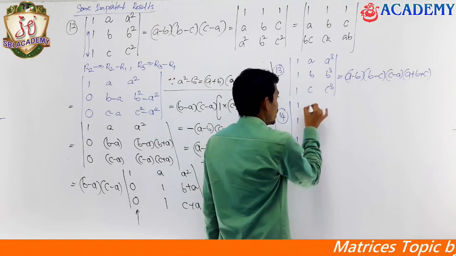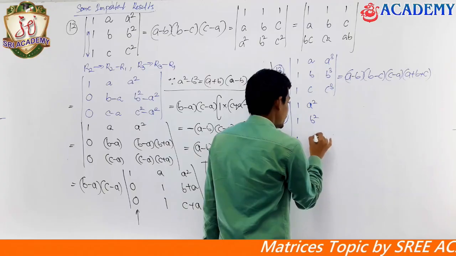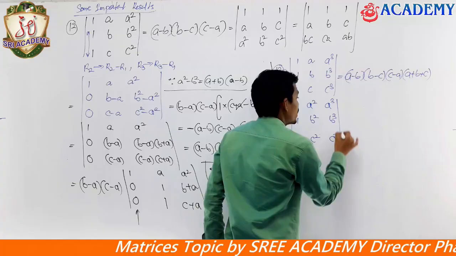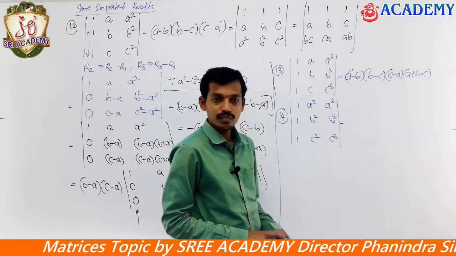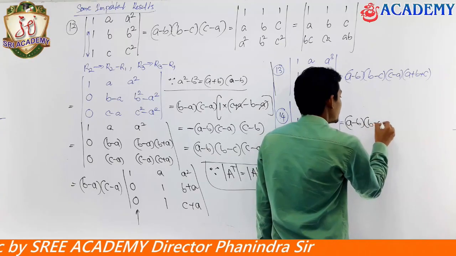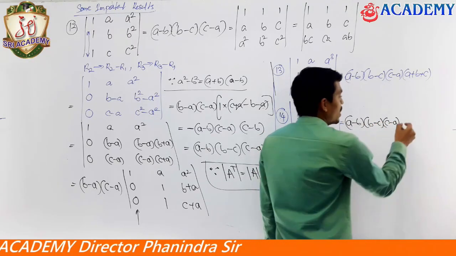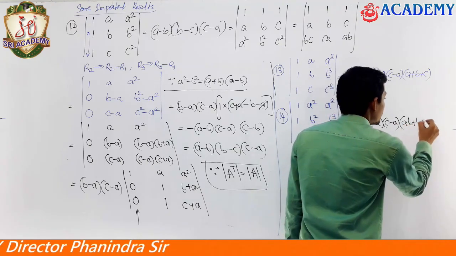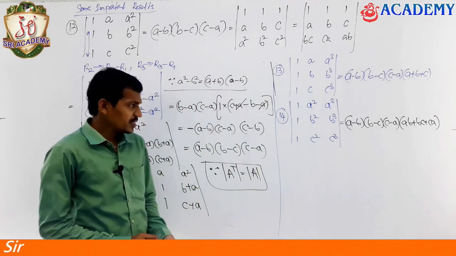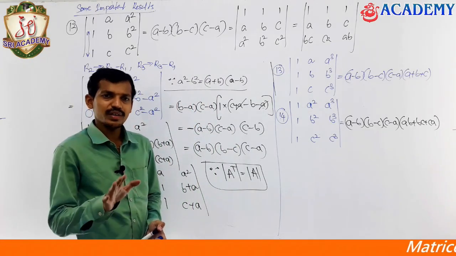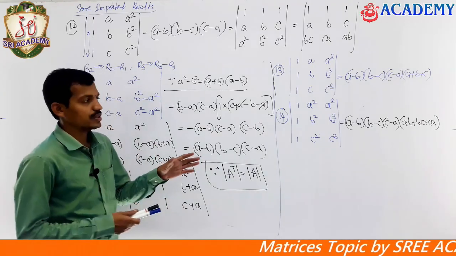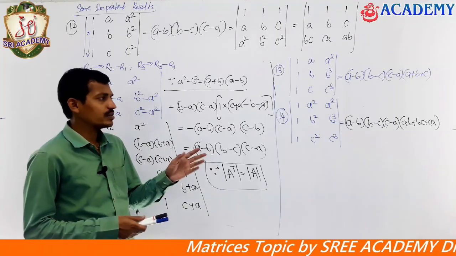1 1 1, A square B square C square, A cube B cube C cube equals (A minus B) into (B minus C) into (C minus A) into (AB plus BC plus CA). These are very important results, many times asked in competitive exams. If you remember this, it's quite enough, and also easy to remember.